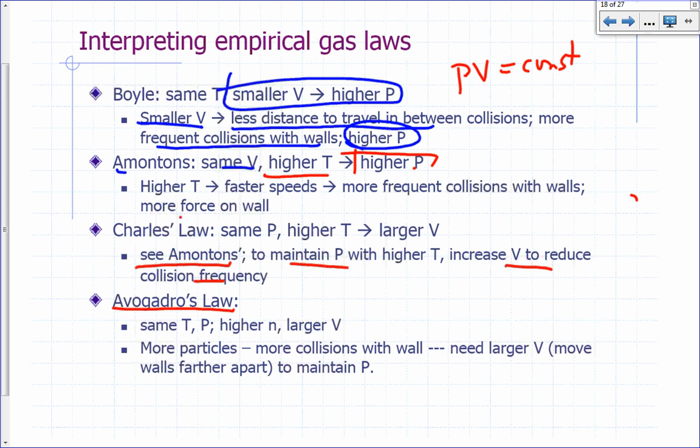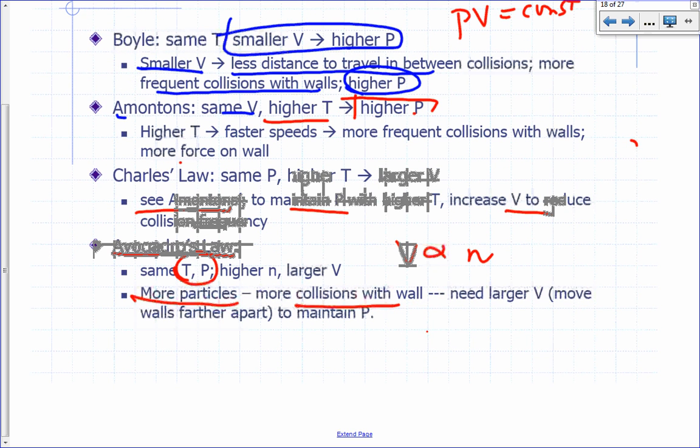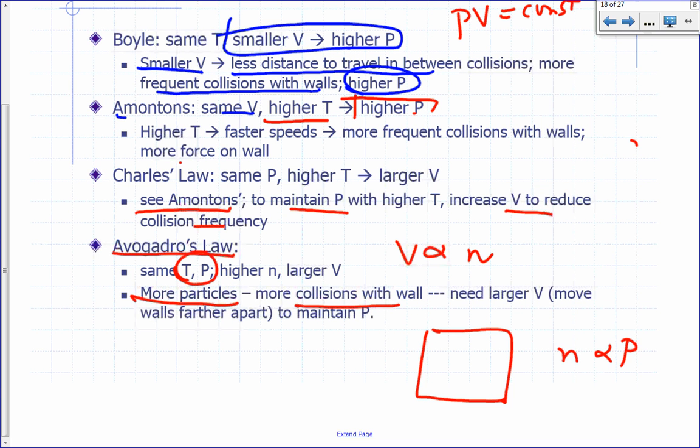Avogadro's law: same temperature and pressure, volume is directly proportional to the number of moles. How do we explain that using kinetic molecular theory? Well, the more particles you have, the more collisions with the wall. So if you have a fixed volume container, the number of moles will be directly proportional to the pressure. If you increase moles, pressure has to increase. If you want to maintain the pressure, you'll have to make your container bigger.